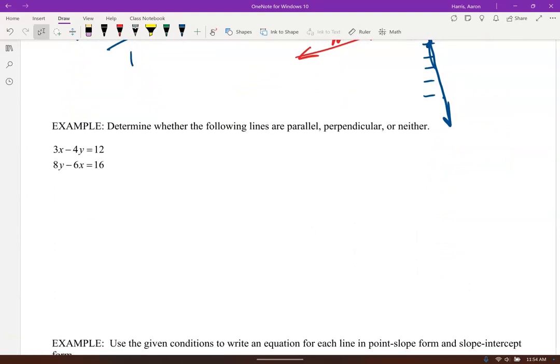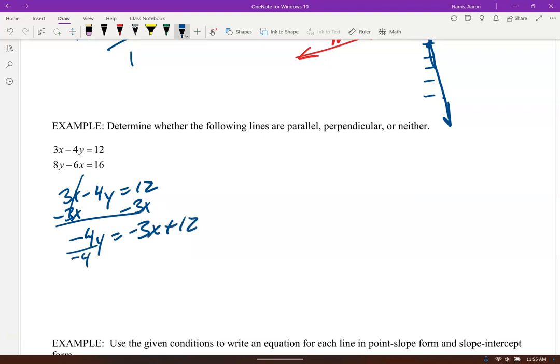All right, let's go ahead and determine whether the following lines are parallel, perpendicular, or neither. So if they're parallel, they'll have the same slope. If they're perpendicular, it'll be opposite reciprocals, and neither, it'd be neither situation. So I got to find, first of all, I'm going to take this 3x minus 4y, I got to find its slope. So I'm going to put it in mx plus b form, slope-intercept form.